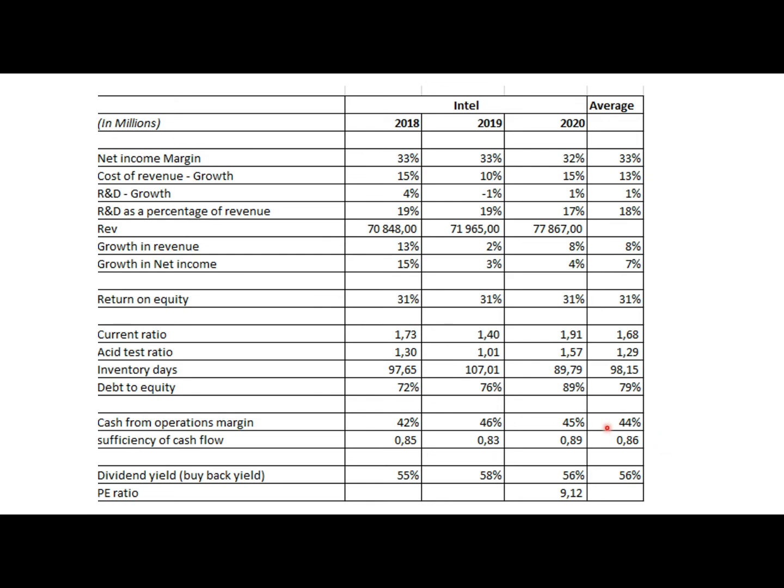What is sufficient cash flow? So sufficient cash flow is 0.86 on average, and the industry average is 0.84. So it's slightly above the industry average. A good, decent performance. It's also a very good indicator that Intel is in a strong cash flow position, with enough cash generated from operations to fund all necessary operations.